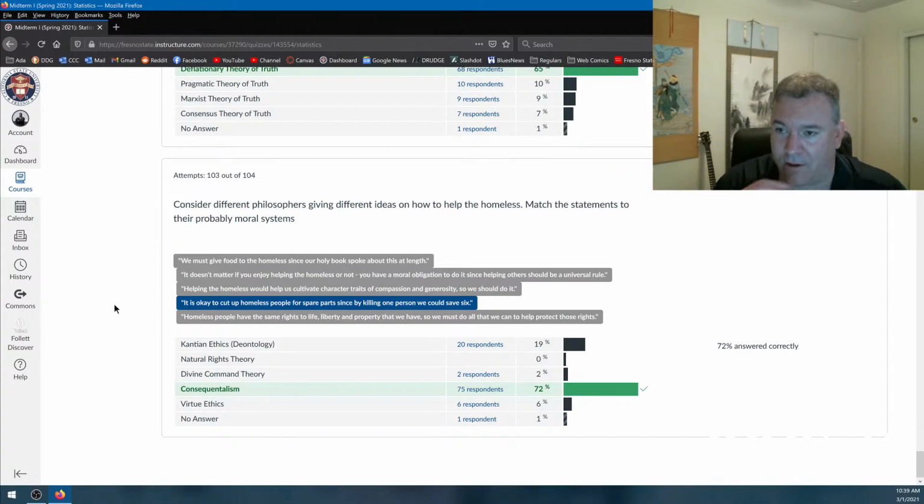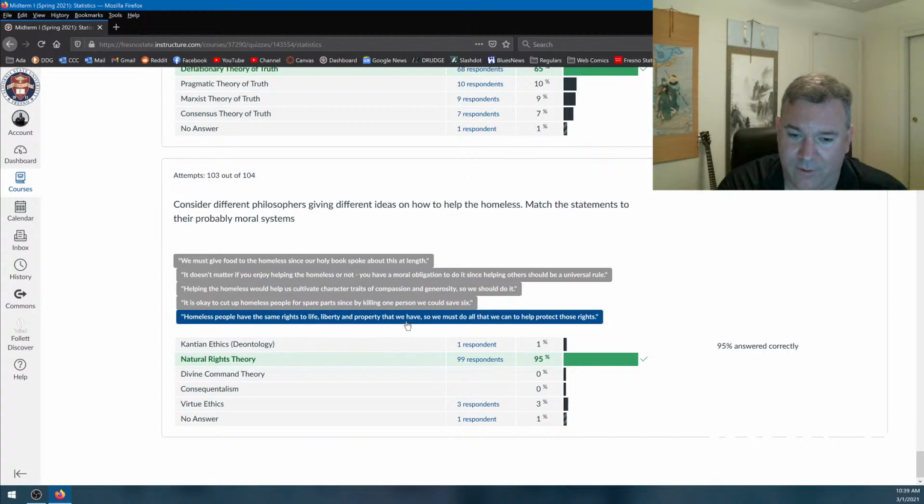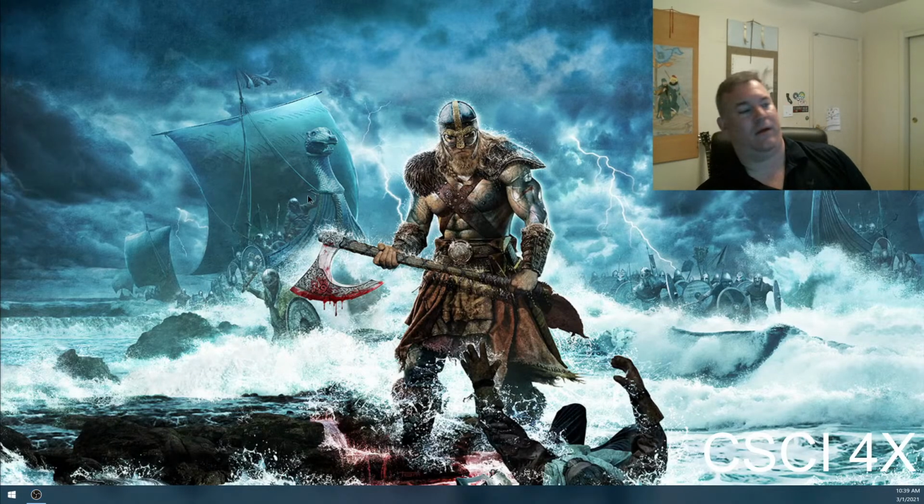That's Spock's sacrifice in Wrath of Khan. Sorry if you guys haven't seen the movie yet. Spock dies to save the lives of the Enterprise, but it was him voluntarily doing it, so it's not the same problem as this, where you're just like, yeah, we can save the lives of 6 politicians, we're just going to harvest people for parts, right? So that would be a utilitarian, consequentialist outlook. Homeless people have the same rights, life, liberty, and property, natural rights. Yeah, you guys got that one. Okay. So, let's move on.